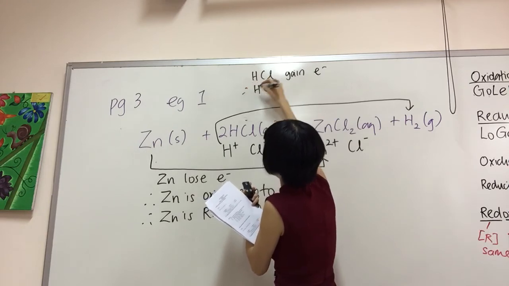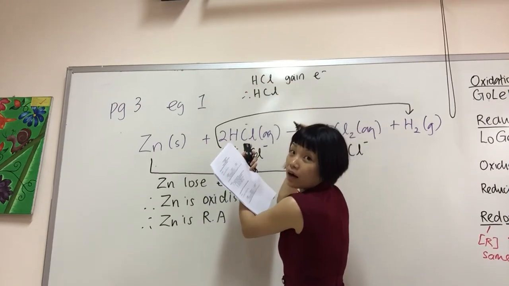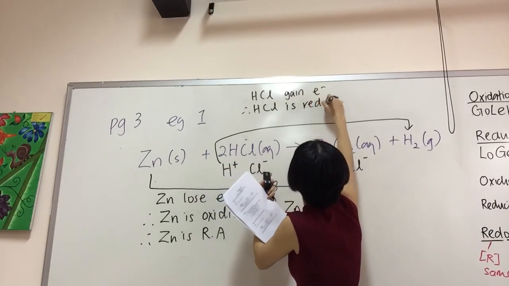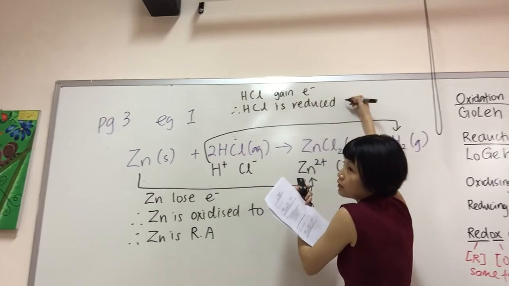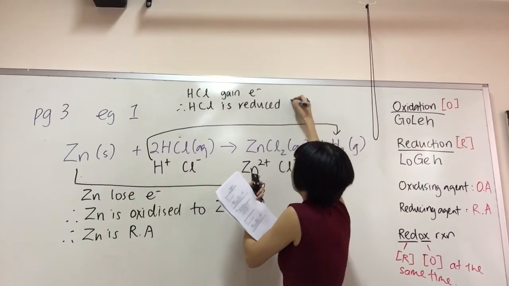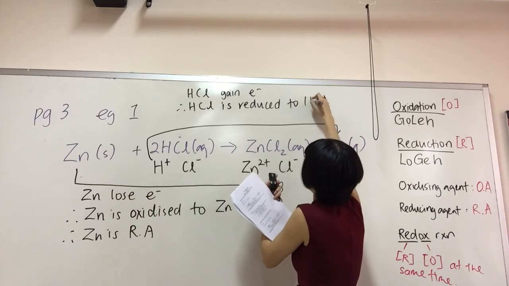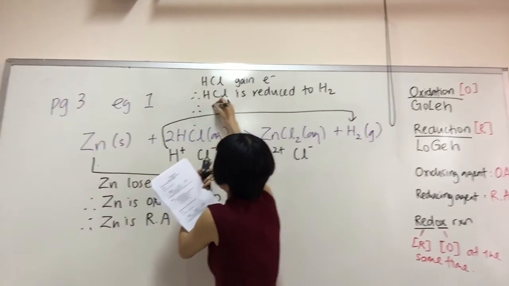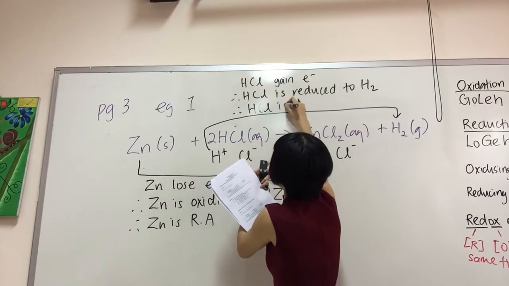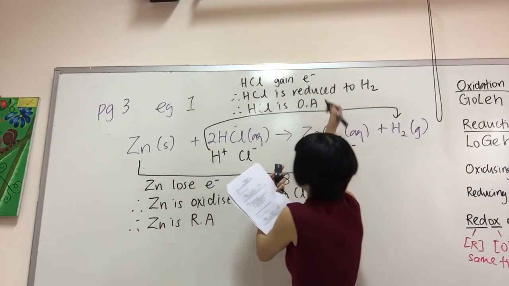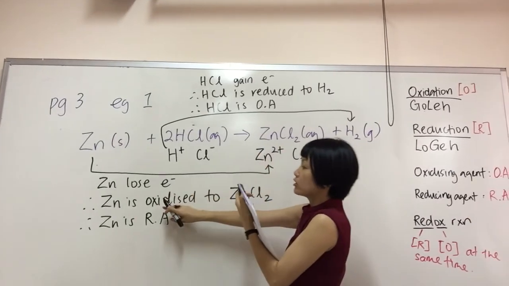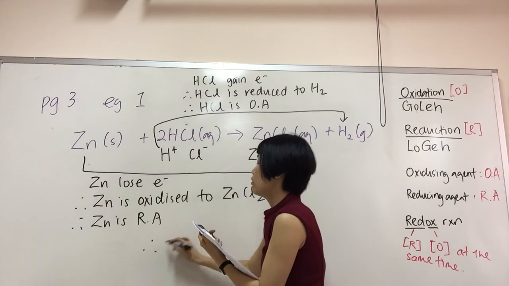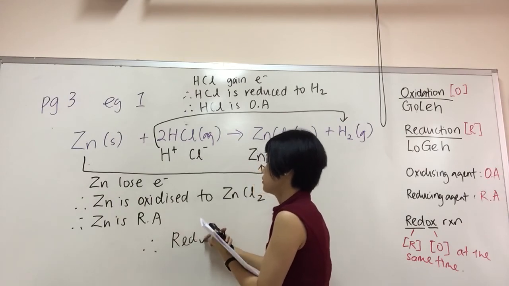Therefore, hydrochloric acid is reduced, according to OIL RIG. Reduced to, what did it become? H2. Therefore, hydrochloric acid is the oxidizing agent. Again, since oxidation and reduction have taken place at the same time, therefore it is a redox reaction.